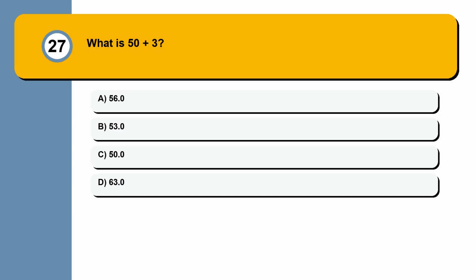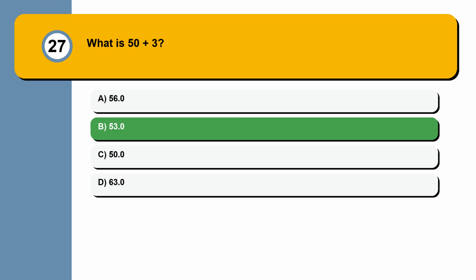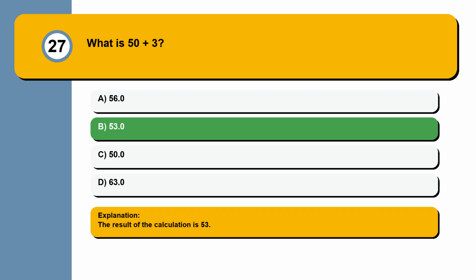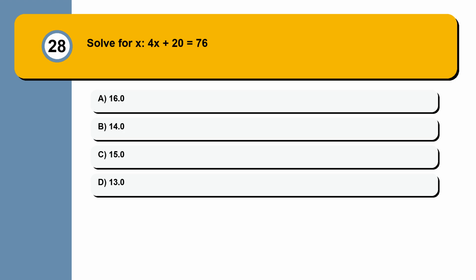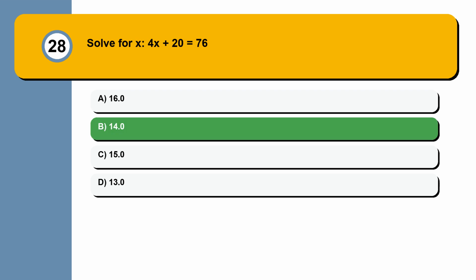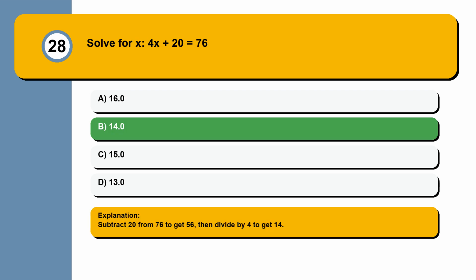Question 27. What is 50 plus 3? 56.0, 53.0, 50.0, 63.0. The result of the calculation is 53. Question 28. Solve for x: 4x plus 20 equals 76. 16.0, 14.0, 15.0, 13.0. Subtract 20 from 76 to get 56, then divide by 4 to get 14.